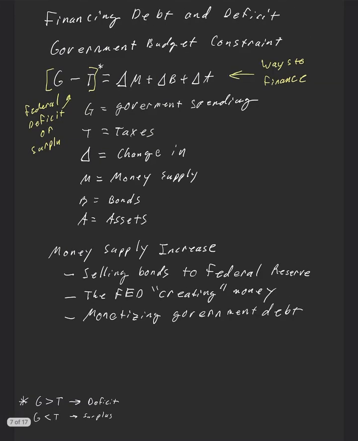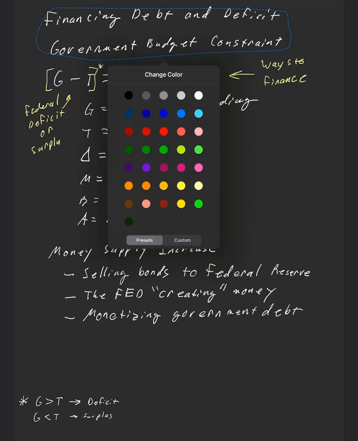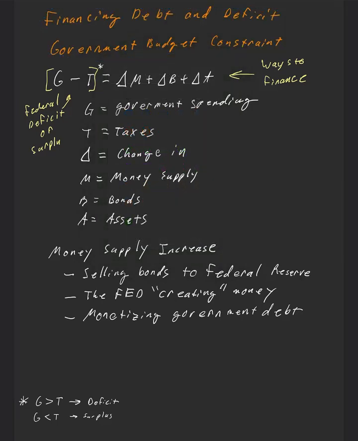Okay. So let's look at the budget constraint. How do you finance this budget constraint that we're talking about? How do we finance debt and deficit? Okay, let me set up the equation that we want to talk about. Remember, we're trying to finance the debt and the deficit. Money has to come from somewhere. Where does it come from?